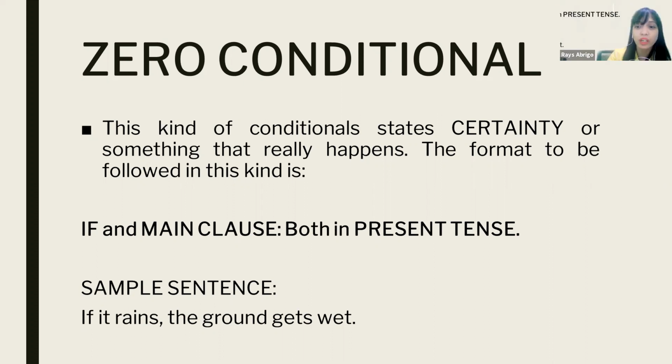Whenever we are stating a fact, we are using the zero conditional sentence. The example that we have here: if it rains, the ground gets wet. It is automatic. Obviously, diba? Di naman porket malamang pag umulan, mababasa yung daan, di ba? So, if that is the condition, this will be the result.